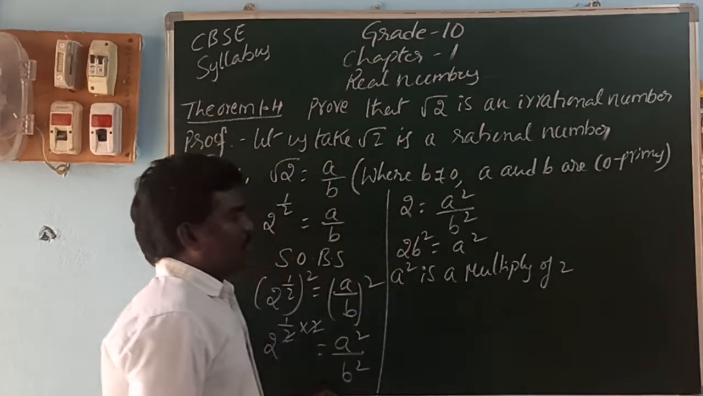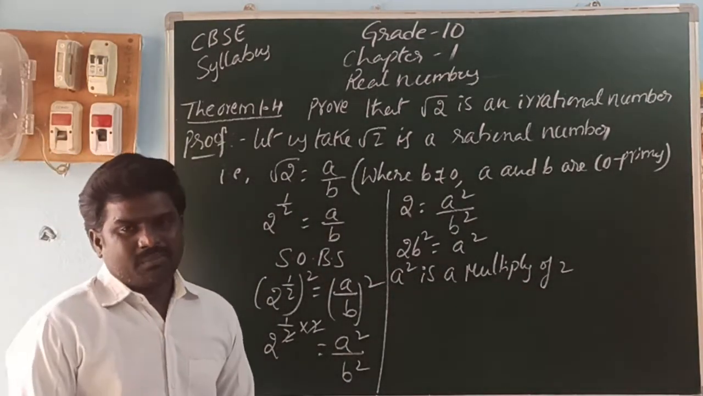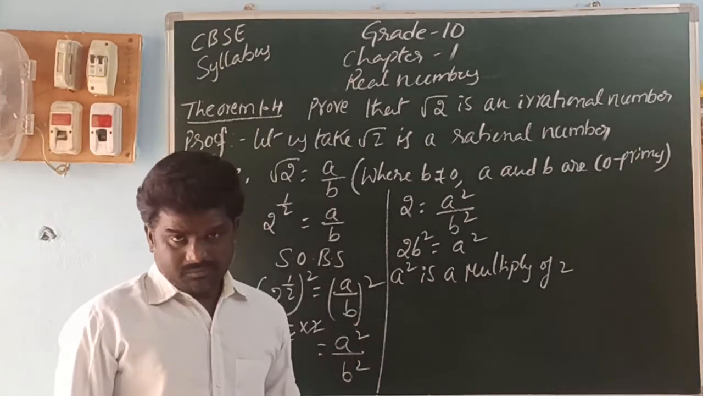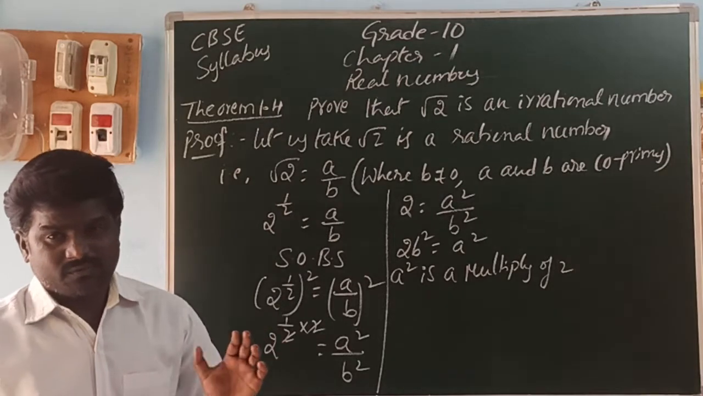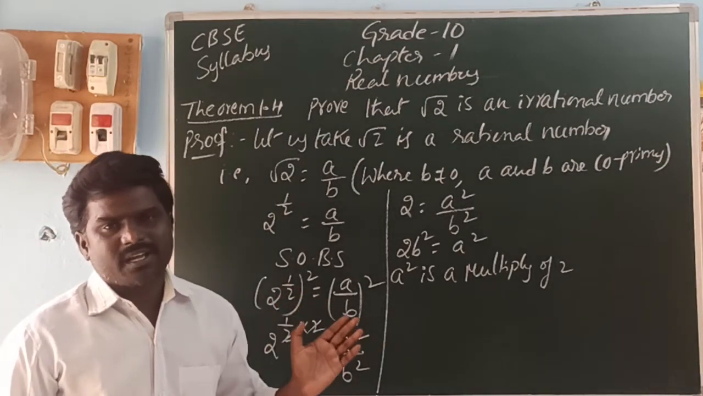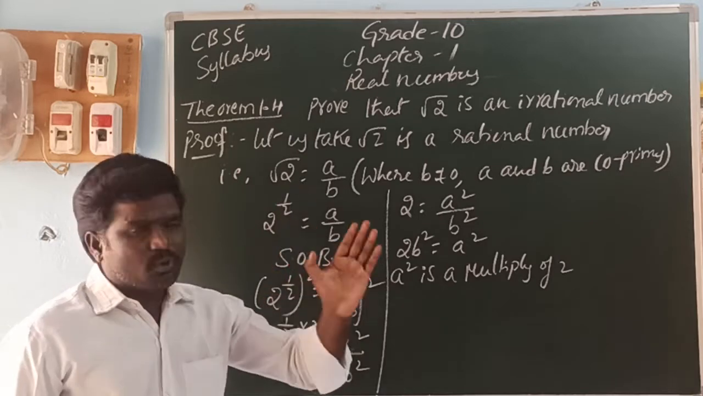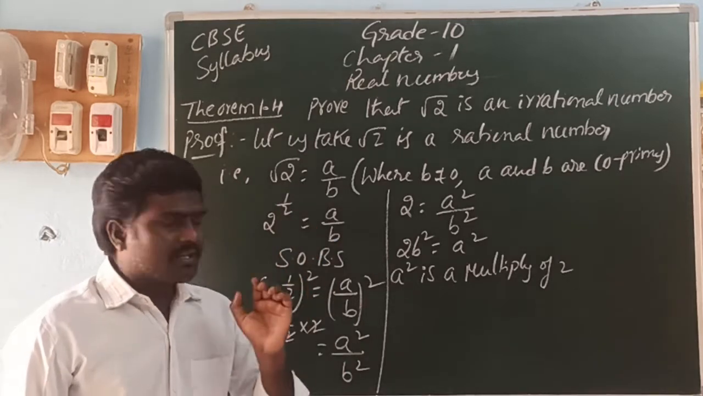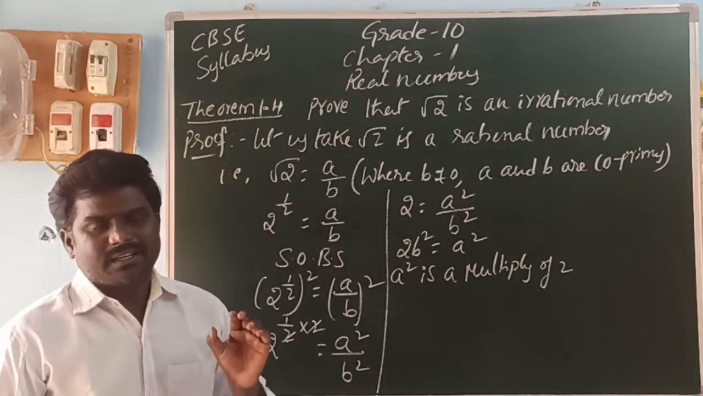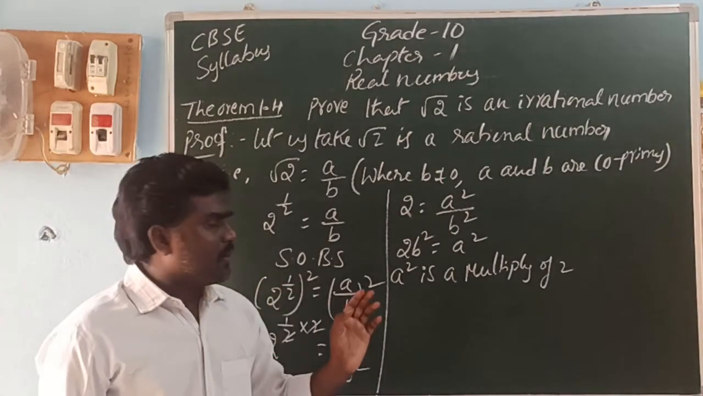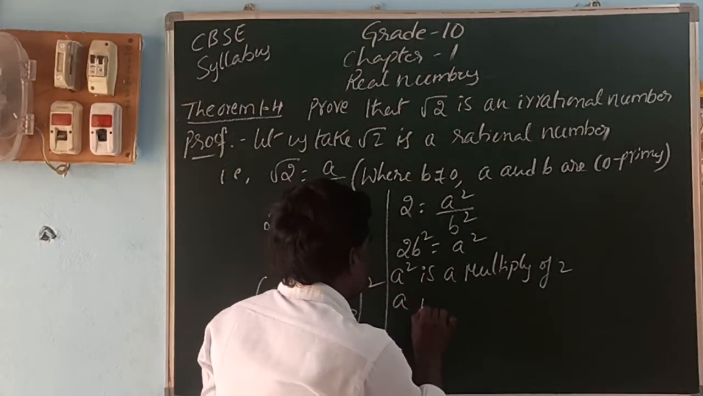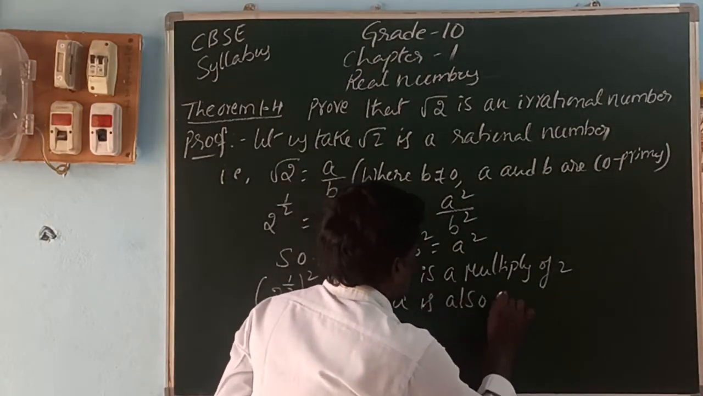What is called a multiple? Any number which is multiplied with counting numbers. For example, 2. Counting numbers, what do you have? 1, 2, 3, 4, 5, 6 and so on. 2 ones are 2, 2 twos are 4, 2 threes are 6, 2 fours are 8, 2 fives are 10. The product of a number and counting numbers, the results are called multiples. Okay, a square is a multiple of 2. Then we know that a is also a multiple of 2.